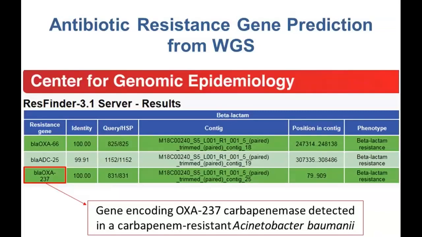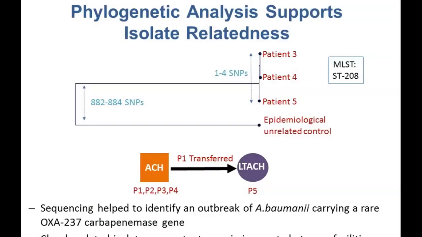Next slide. We found that all isolates were sequence type 208, and the isolates differed by only 1 to 4 single nucleotide polymorphisms, or SNPs. So that is, across a genome of approximately 4 million bases, only 1 to 4 were different, suggesting that the isolates were closely related, as shown in the phylogenetic tree here.